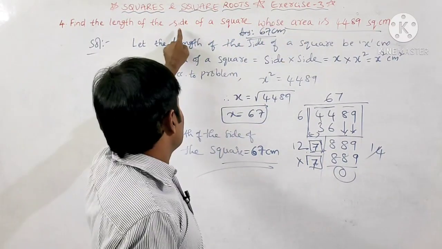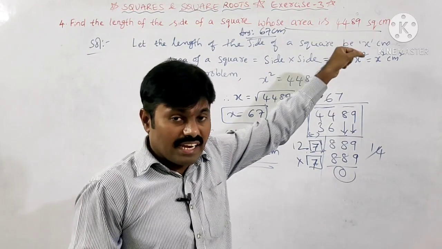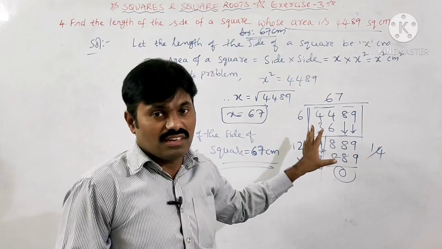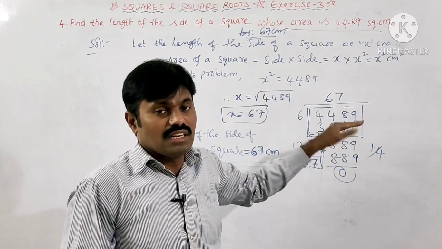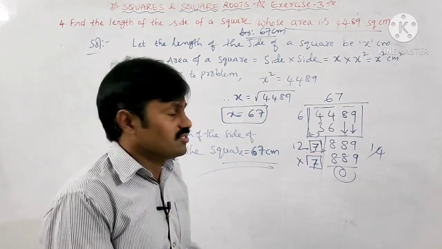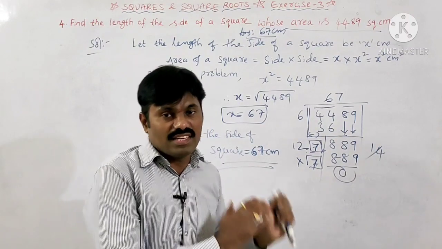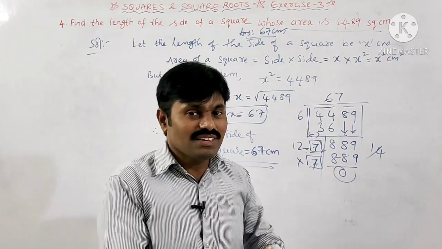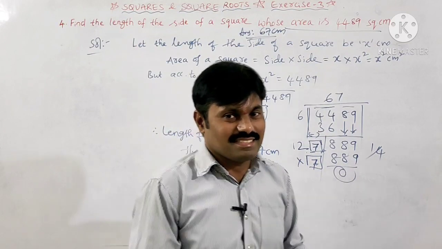So in this way we can solve problems which are related to squares and square roots. See here, they have given the area of a square, and they asked us to find its side. So here we have used the square root concept. To find the square root, I have applied the long division method. Okay, clear? Right. Now we jump into another problem in this exercise.